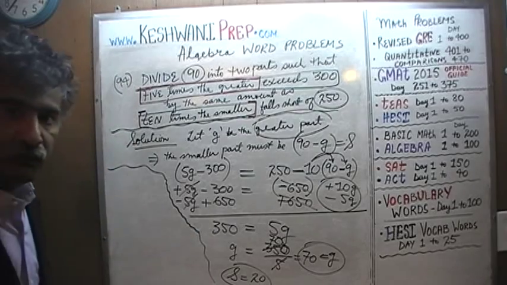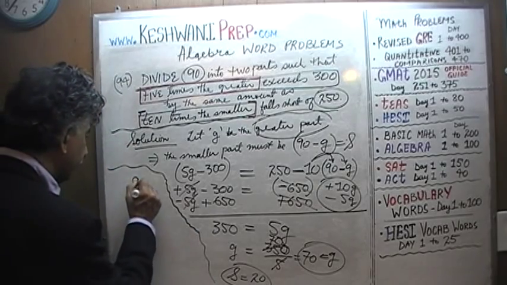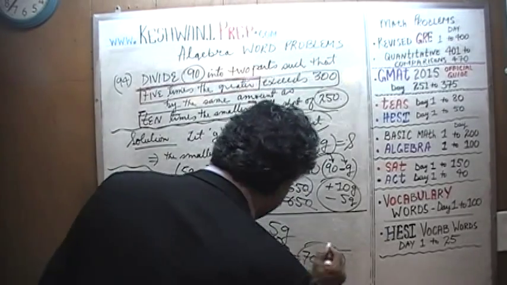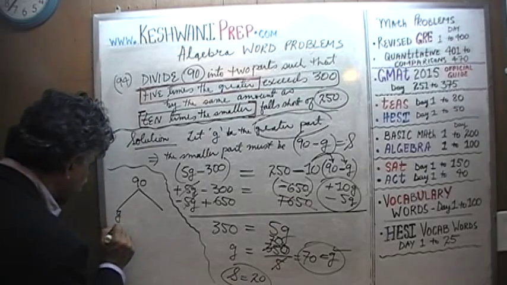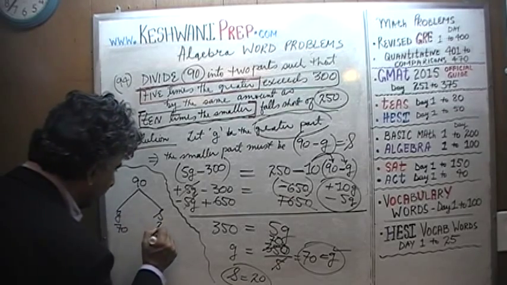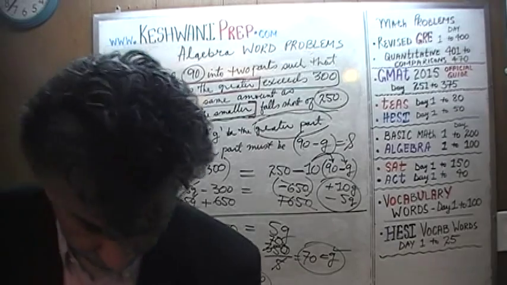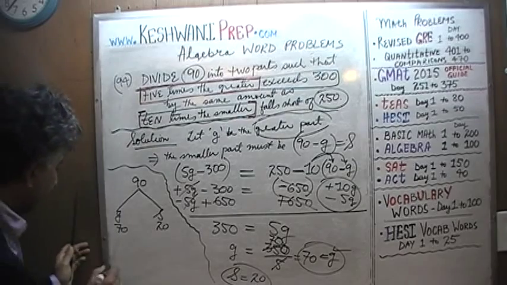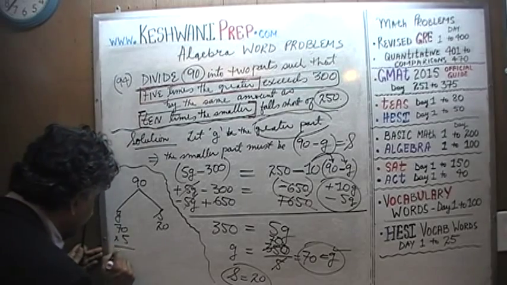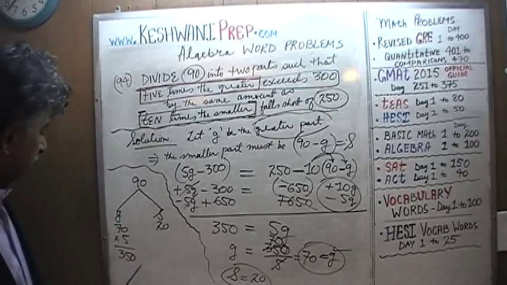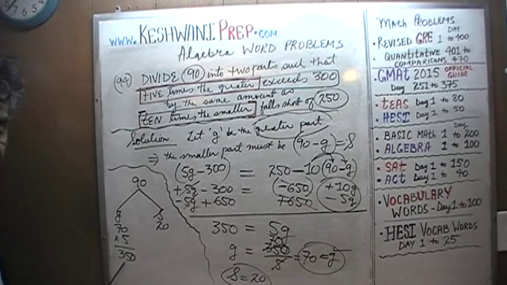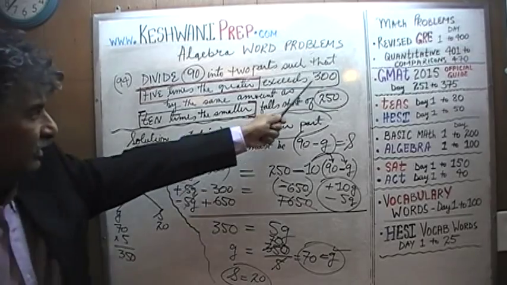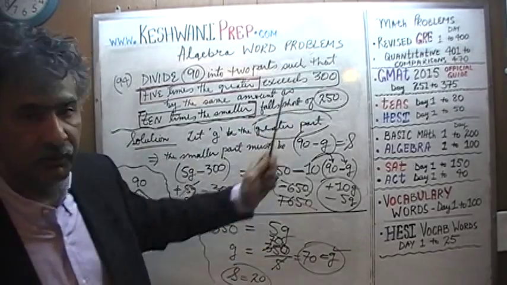So what was going on? What was going on is that we had 90. We broke it up into two parts. The larger part turned out to be 70, and the smaller part, therefore, would have to be 20. Now, let's see what the problem tells us. The problem tells us that if you were to take 5 times the greater part, 5 times 70, which is 350, the amount by which this number 350 exceeds 300, how much does 350 exceed 300?